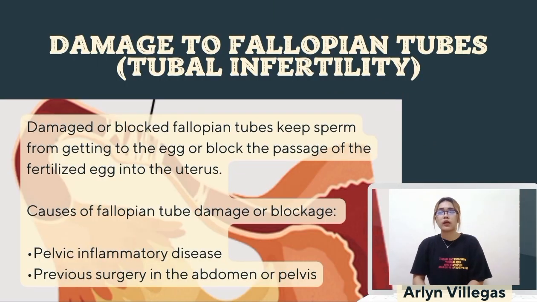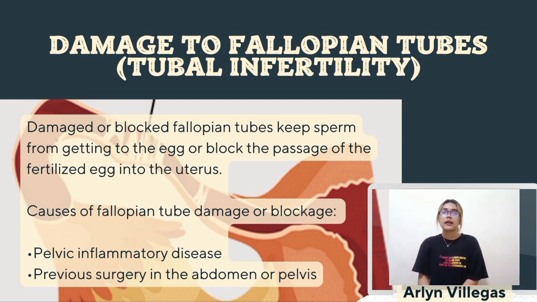Damage to fallopian tubes is one of the causes of infertility. So damaged or blocked fallopian tubes keep sperm from getting to the egg or block the passage of the fertilized egg into the uterus. So causes of fallopian tube damage or blockage can include, first one is pelvic inflammatory disease. So an infection of the uterus and fallopian tubes due to chlamydia, gonorrhea, or other sexually transmitted infections. Next one is previous surgery in the abdomen or pelvis, including surgery for ectopic pregnancy, in which a fertilized egg implants and develops somewhere other than the uterus, usually in a fallopian tube.